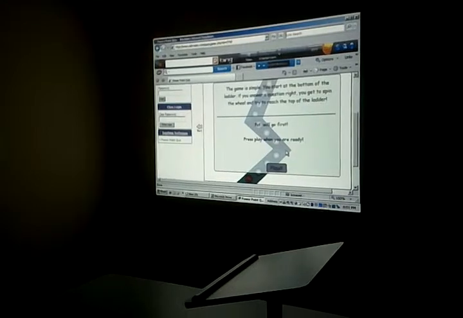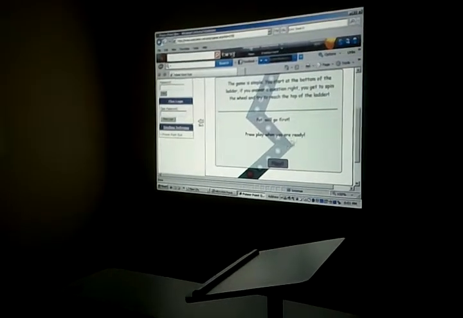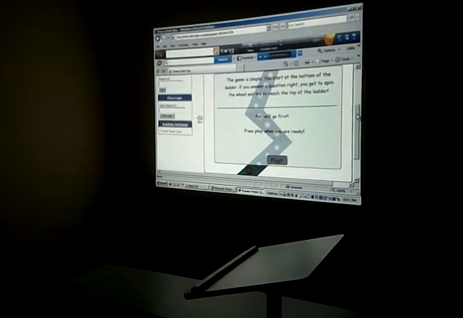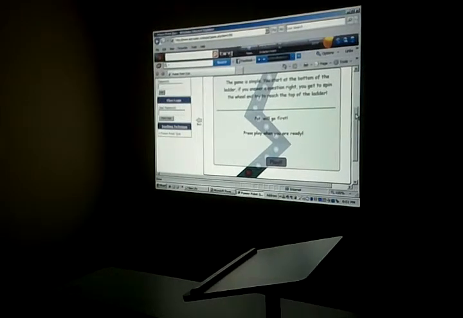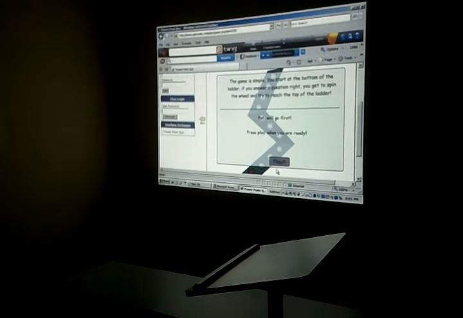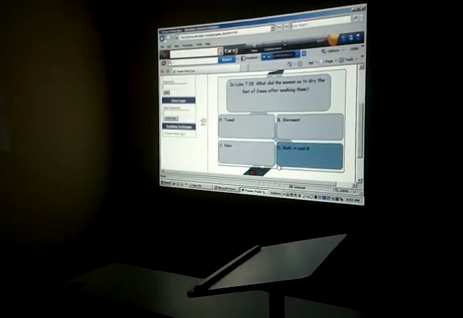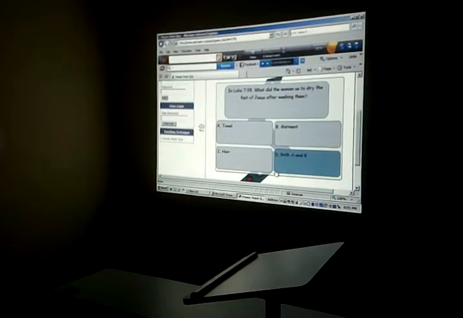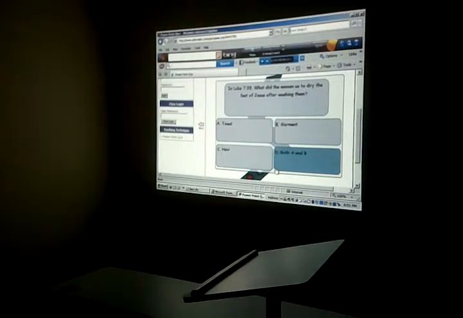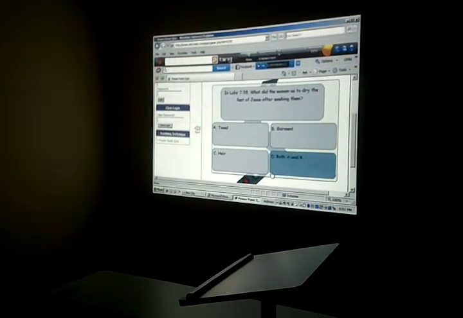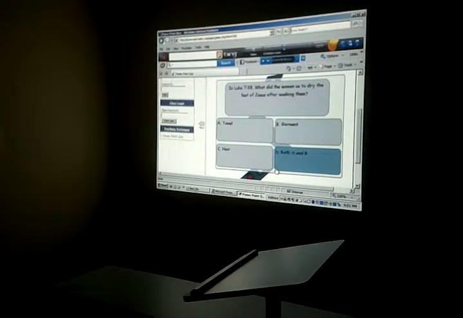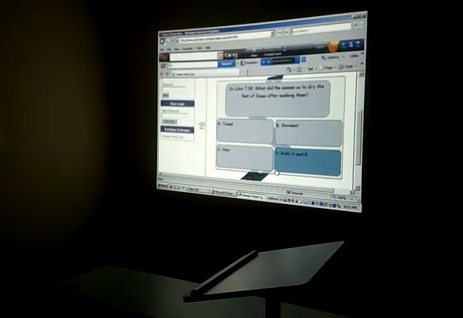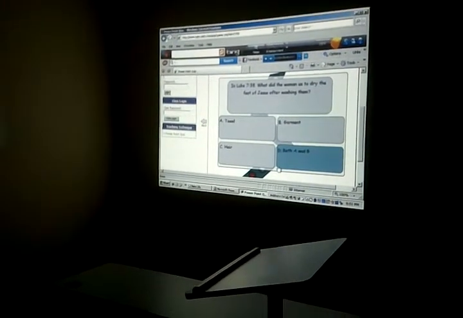The object of the game is it's going to bring up some questions. And as we correctly answer the questions, there will be a wheel. And as that wheel turns, it will advance us up through the zigzag by light. All right, the first question, in Luke 7:38: What did the woman use to dry the feet of Jesus after washing them? A, towel, B, garments, C, hair, D, both A and B.